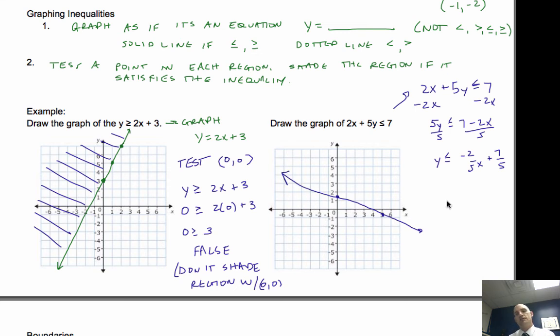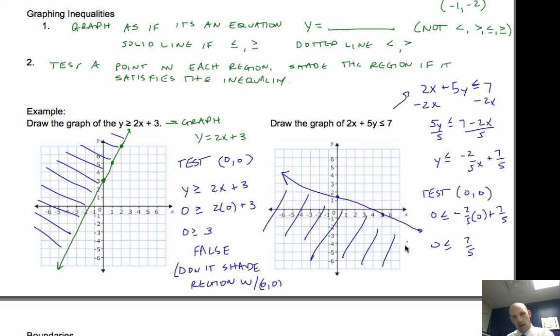So I have this region with 0, 0. So I'm going to test 0, 0. 0 less than or equal to, let's see, negative 2/5 times 0 plus 7/5. 0 is in fact less than 7/5. And so I'm going to shade this half of my graph right here. That's all there is to it.